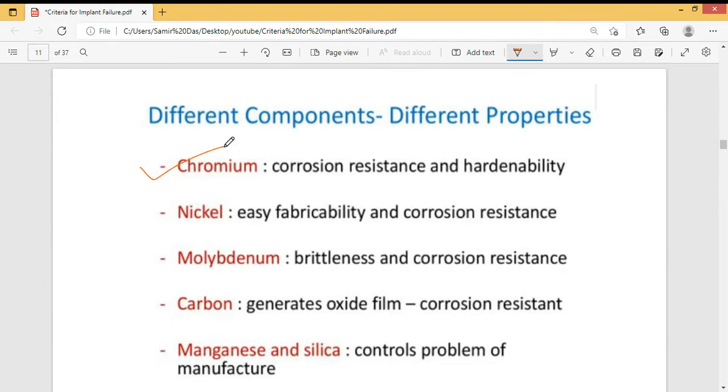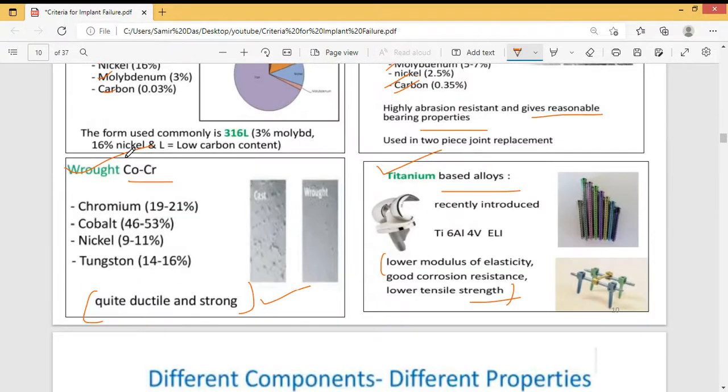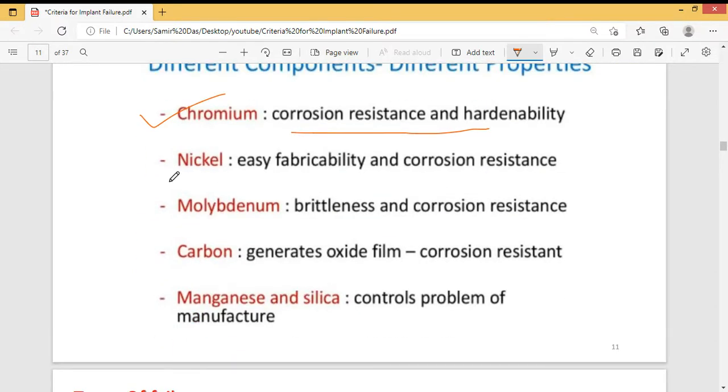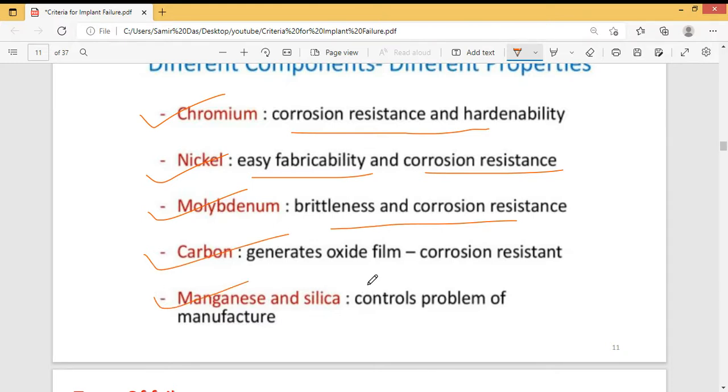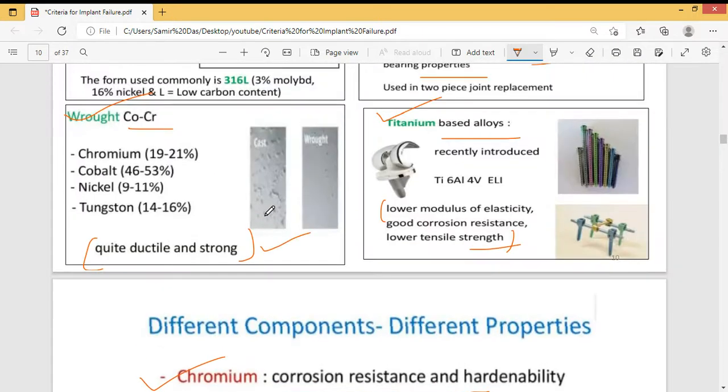Whenever we use chromium as one of the compositions in any alloy or composite, it gives us corrosion resistance and hardenability. Then comes nickel. Nickel is easy to fabricate and corrosion resistant. Next molybdenum, which adds brittleness and corrosion resistance. Next, carbon and magnesium silica are also used. Carbon generates an oxide film and corrosion resistance, and magnesium silica controls the problem of manufacturing. Those are the basic compositions. By mixing different amounts, we can get different kinds of properties as well.